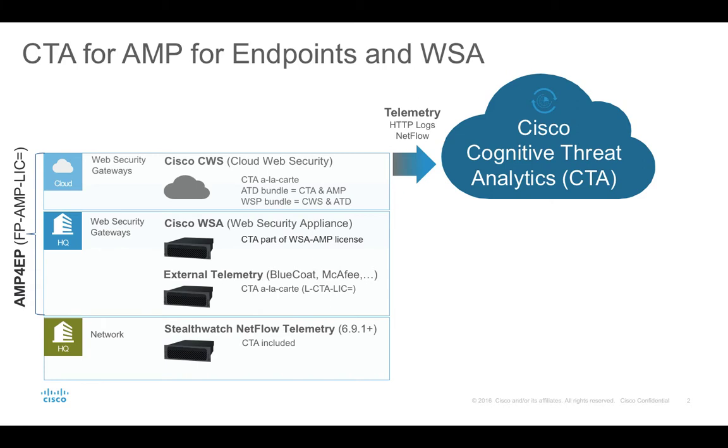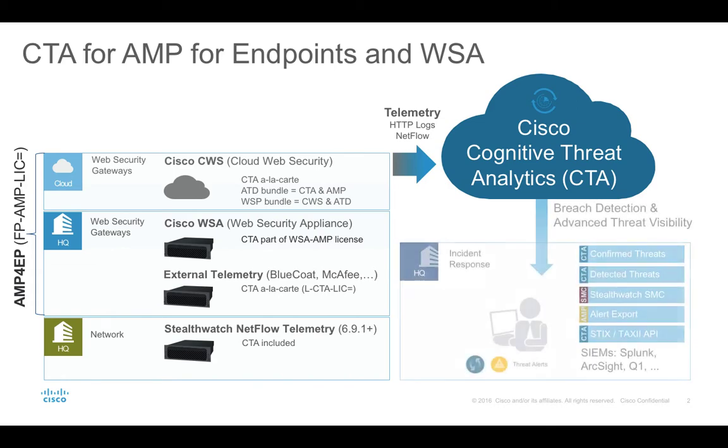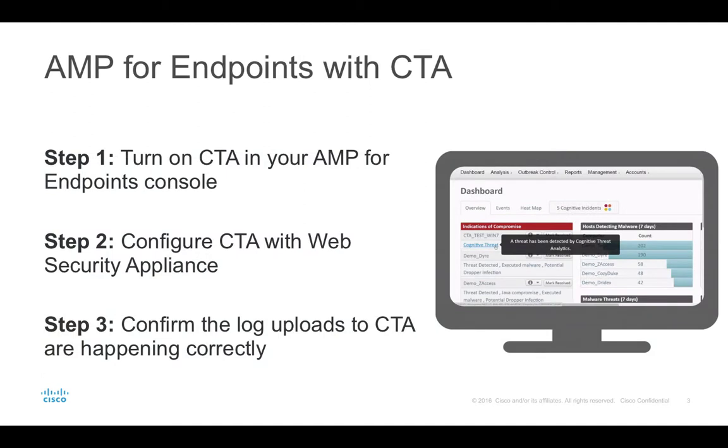CTA can also take NetFlow telemetry from Cisco StealthWatch. The system analyzes user and device behaviors to discover malware infections that were able to circumvent other security measures. Let's now have a look at 3 simple steps that are required to set up CTA in a scenario where you have Endpoints and Cisco Web Security Appliance.